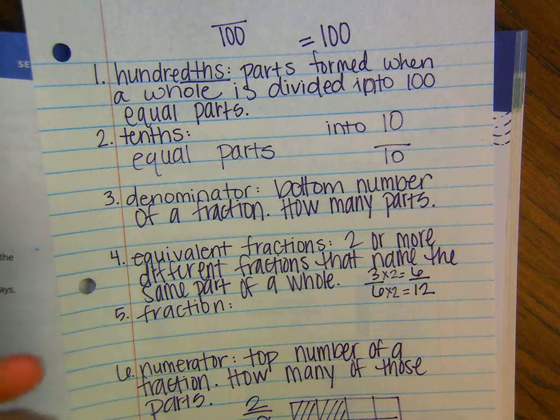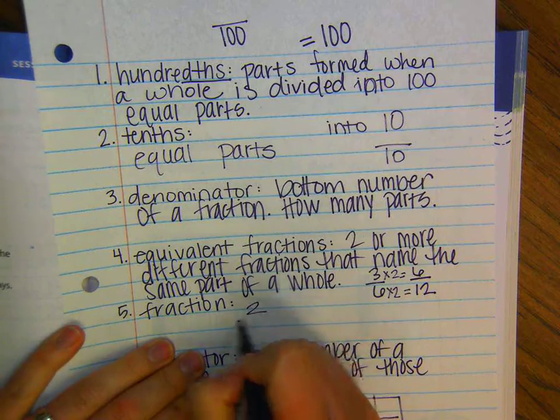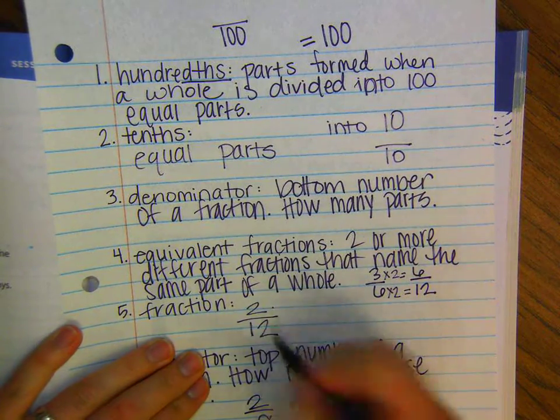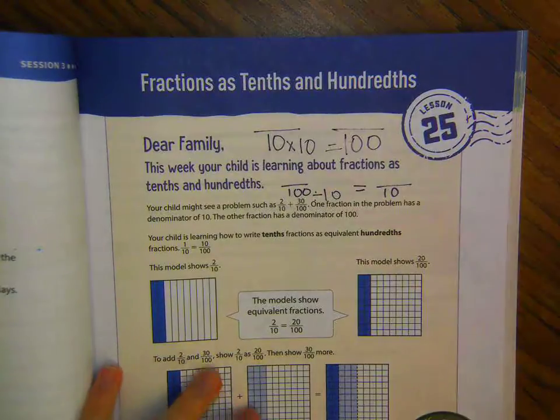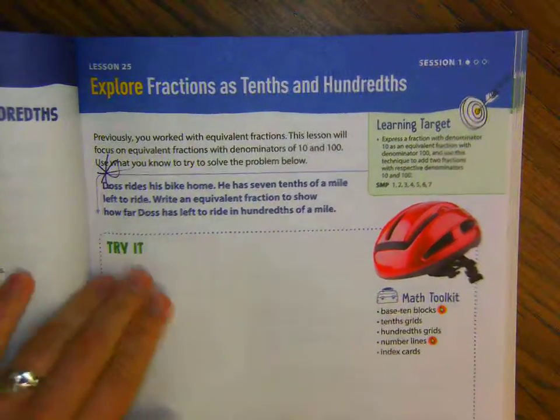And then a fraction is just a number that names the equal parts of a whole. So a fraction, 12 of those equal parts of 12 equal parts. Okay, so that's our vocabulary. Let's get into some of these practice problems.